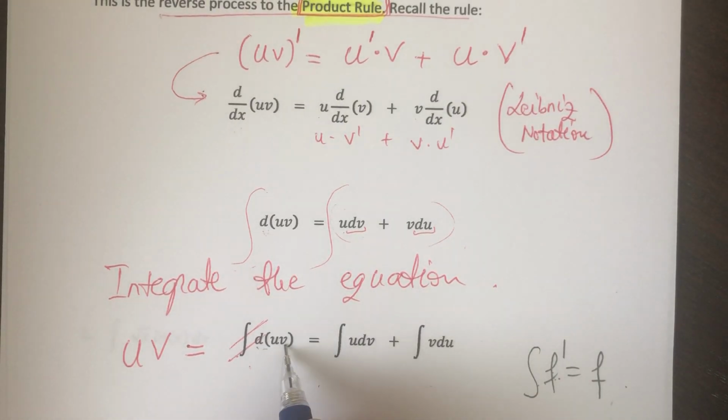So this is the derivative. Yes, I can't cancel these because it's not the derivative of the whole thing. It's just one part of it. So what we get is simply our product uv backwards.